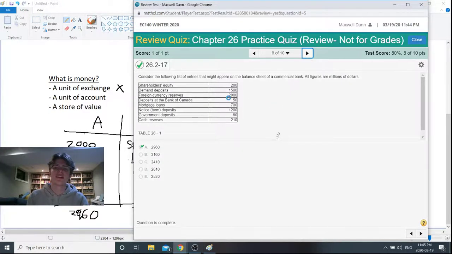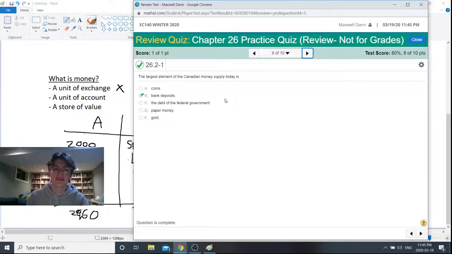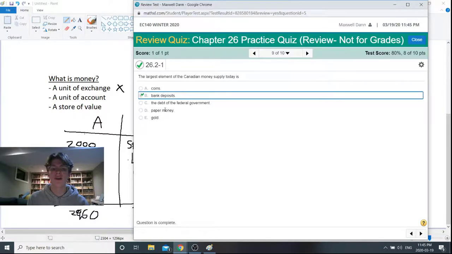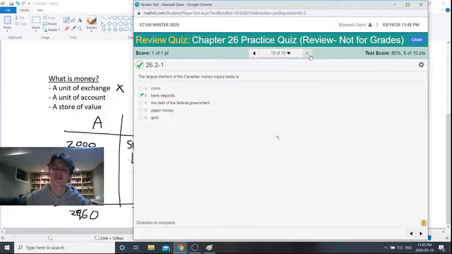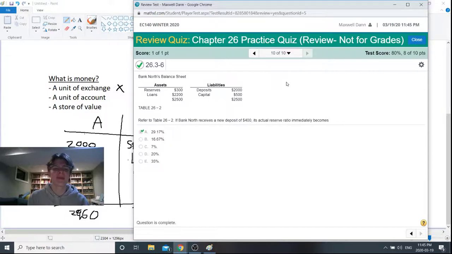Next one here, the largest element of the Canadian money supply today. That's just something to remember. There's more money in the bank than there is in circulation. So the biggest part is bank deposits, not coins, not paper money, not gold. And definitely not the debt of the federal government. That is not in the money supply. It's the opposite of money supply.